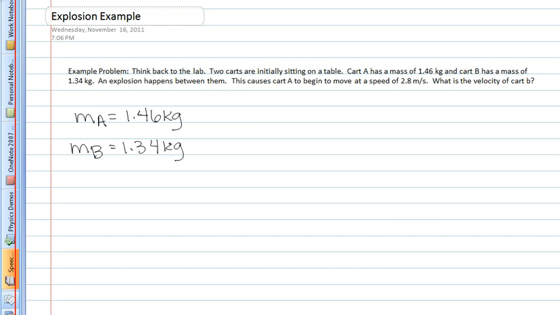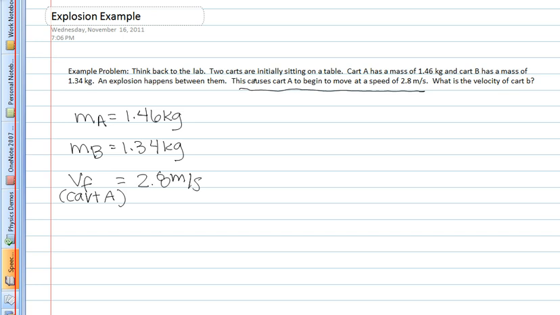Cart B has a mass of 1.34 kilograms. An explosion suddenly happens between them. This causes cart A to move with a speed of 2.8 meters per second. We need to find the velocity of cart B. The last part of this, cart A begins to move at a speed of 2.8 meters per second, tells us that the velocity final of cart A ends up being 2.8 meters per second.